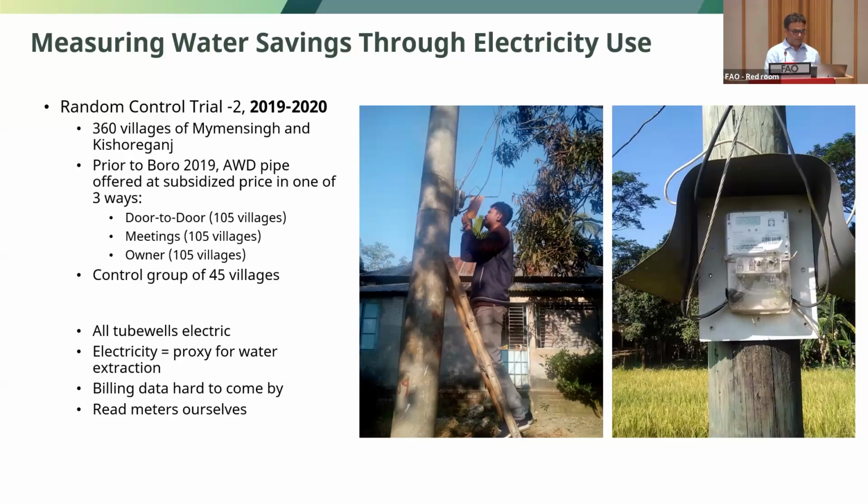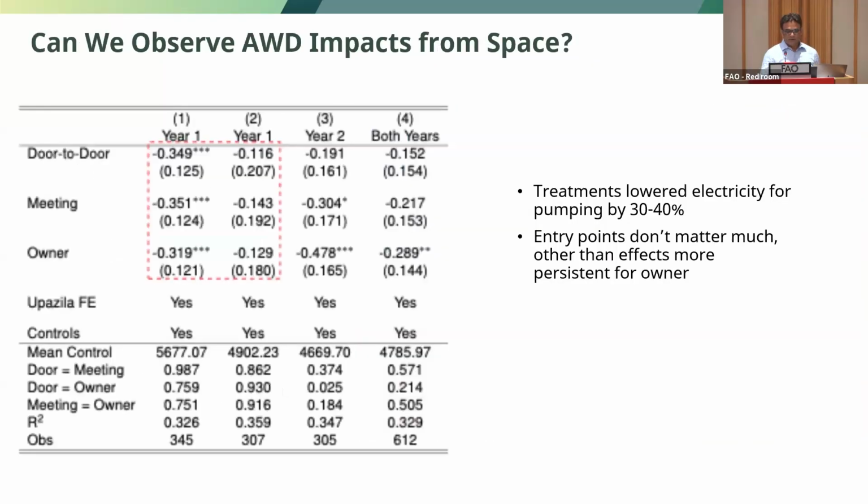All treated plots, basically they had electricity bills. So researchers used electricity consumption as a proxy for water extraction. So what it means is that a lower electricity bill means lower water consumption. The findings were compelling. AWD reduced electricity use for pumping by approximately 30 to 40%. This provided strong evidence that farmers were indeed using less water.